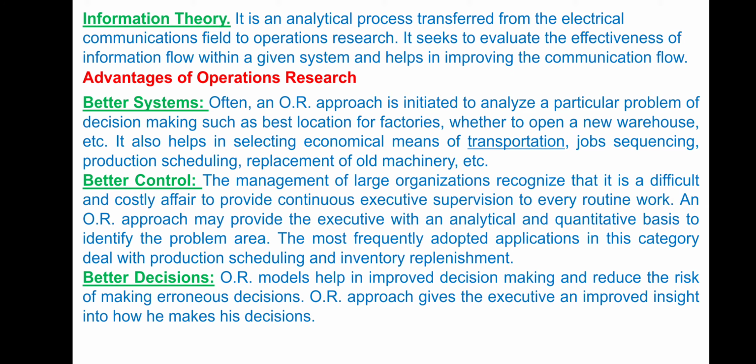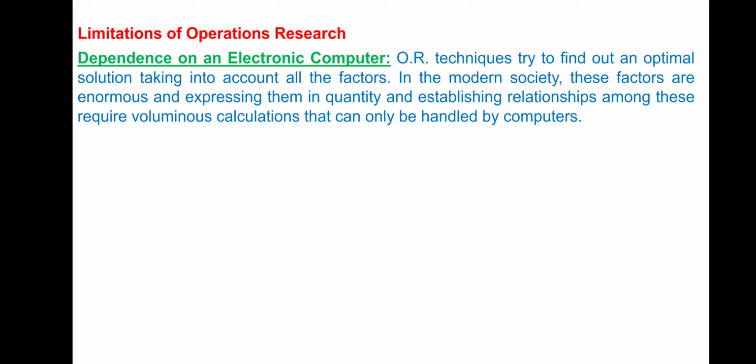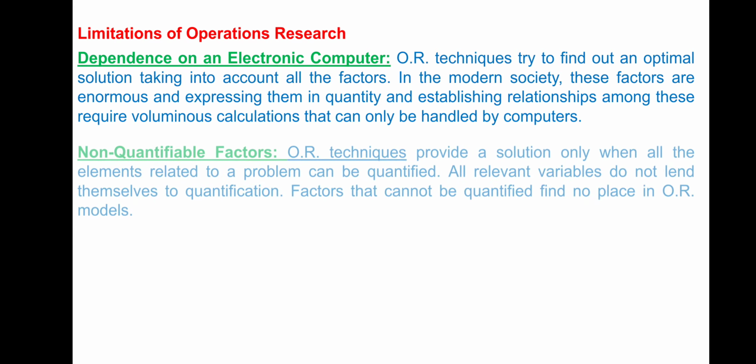Give an executive and improvement insight into how he makes his decisions. Better coordination: the planning model helps in coordinating different divisions of a company. In that situation, this will be helpful. Limitations, that is, disadvantages. Dependence on electronic computer. Always we need to make an OR concept. We need to make a system, in the sense, machine systems we need. The people will need to know the machine system, then only can they handle it. That is the reason: it depends on electronic computers.